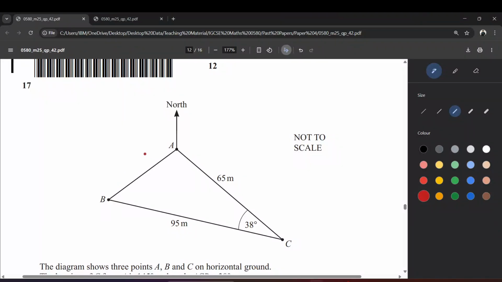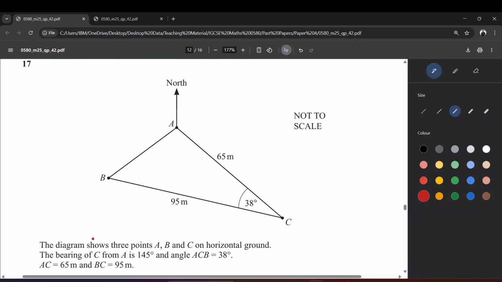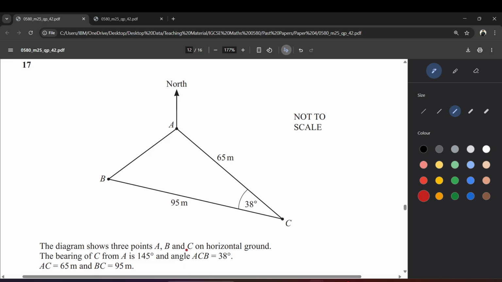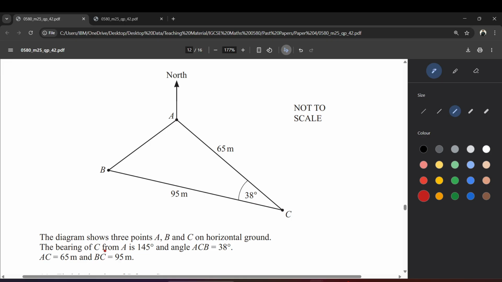All right, so let's move to question number 17 now. The diagram shows 3 points A, B, and C on horizontal ground. The bearing of C from A is 145 degrees. Bearing of C from A means that we have to measure it clockwise from point A. So this is from where we have to see and from where we have to calculate it. This will be the angle from this until the path that will take us to point C. So the bearing of C from A is 145 degrees.